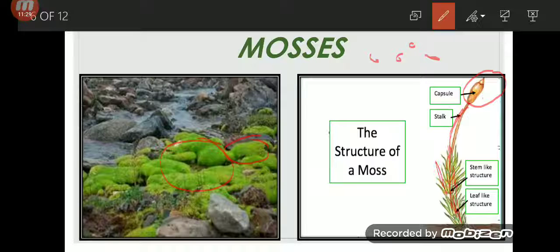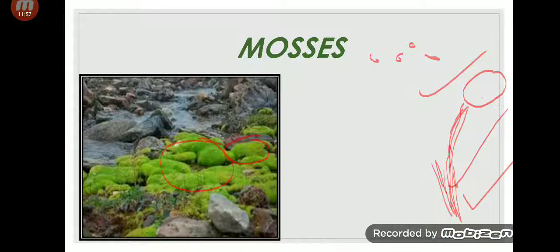And these leaves are very thin. These are leaf-like structures. They are not proper leaves. So this is a very simple structure of moss. It has a stem-like structure, it has a leaf-like structure, it has a capsule which has spores which will later be used to produce new plants, and it has a stalk which holds the capsule. Simple. This is all about mosses.